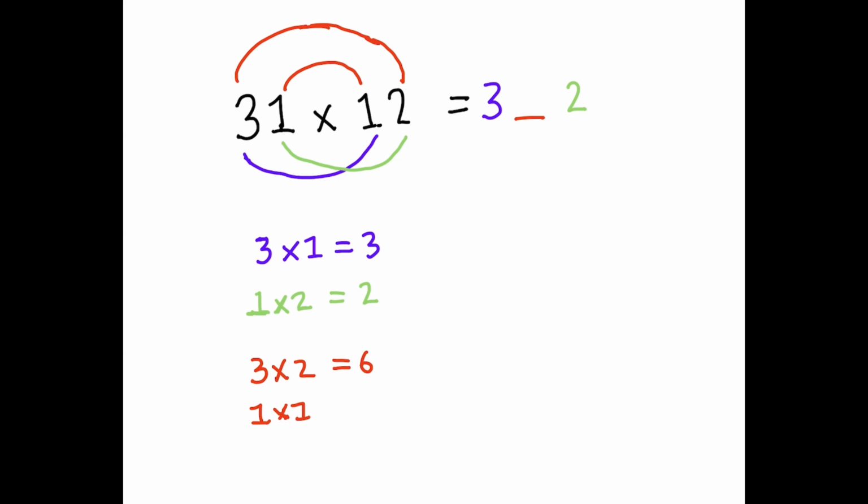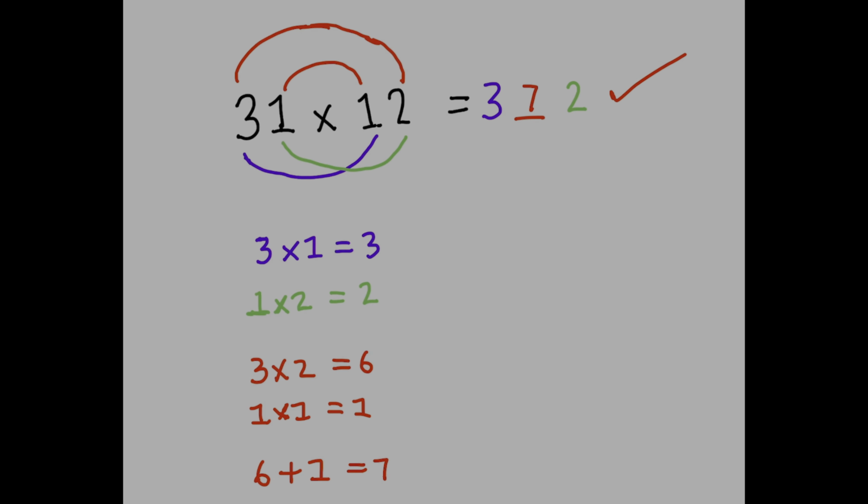Then we multiply the last digit of the first number with the first digit of the last number. 1 times 1 is equal to 1. We add these together. 6 plus 1 is equal to 7. So the missing digit is 7. So therefore 31 times 12 is equal to 372. So well done. Now we're going to do 45 times 21 using the same method.